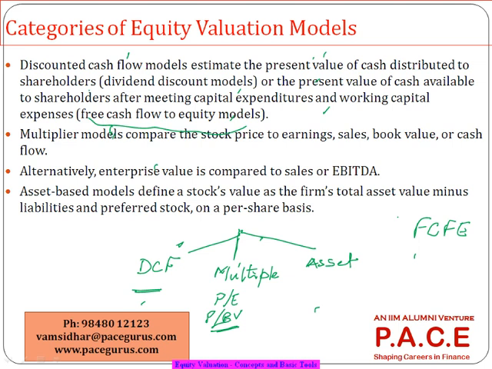And when it comes to multiple based models, we have already discussed P by E, P by BV, P by sales, or nowadays even people are using enterprise value by EBITDA. We'll talk about the enterprise value and all. So these are the various kinds of formulas that are being used on a ratio comparison basis, right? So P by E, I'll compare company X's P by E with company Y's P by E. If P by E is higher, I may say that that company is overvalued compared to company B. So such kinds of valuation models can be derived.